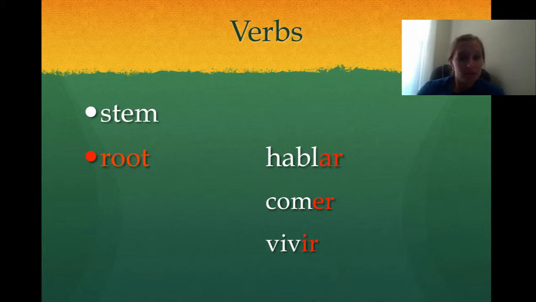The first thing that we want to review is that all verbs have a stem and a root. As you can see here, all the stems are in white and all the roots are in red. In Spanish, we have 3 different endings for our verbs, 3 different roots, AR, ER, and IR, and they usually each have their own forms of conjugations in the different tenses.